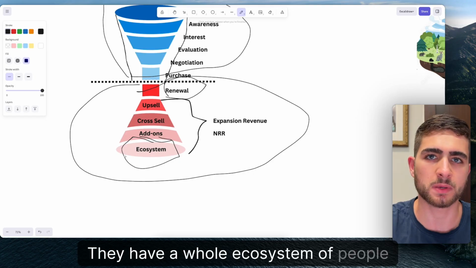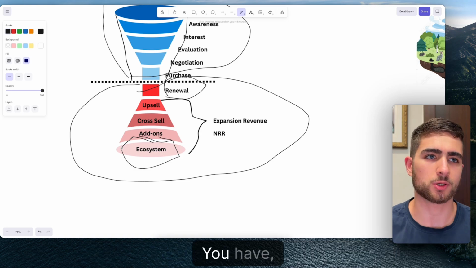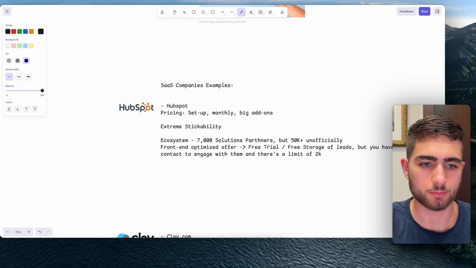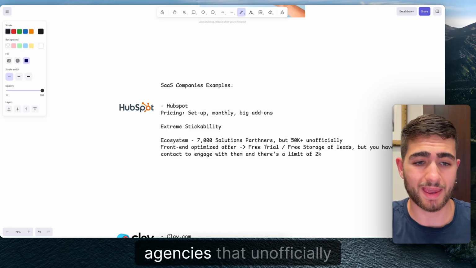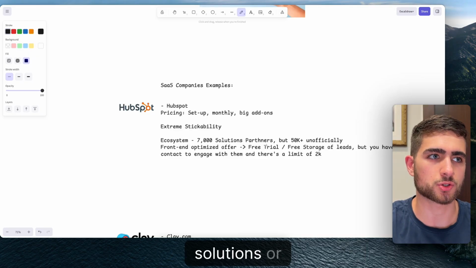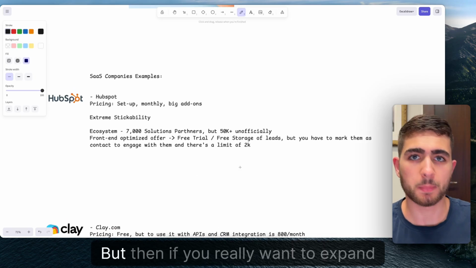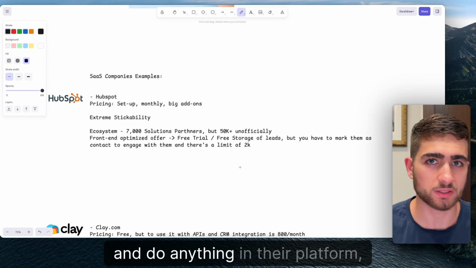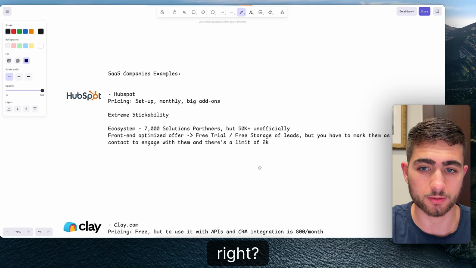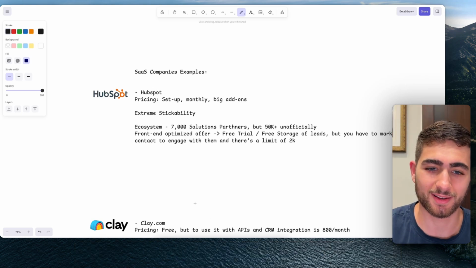They have a whole ecosystem of people that can help you build implementations, or people that just promote the product so much. I think they have over 7,000 solutions partners, but over 50,000 agencies that unofficially build different types of HubSpot solutions, or HubSpot consultants are also in this category. So they get you so easily. But then if you really want to expand and do anything in that platform, the add-ons and just the expansion revenue is so much, right? This is HubSpot. It can get a lot of customers, and then they just milk all of the money out of them.